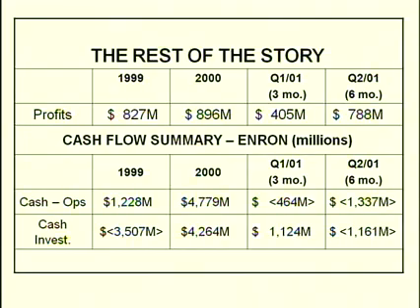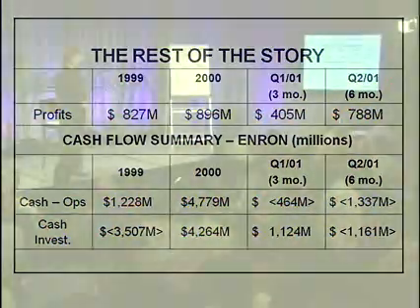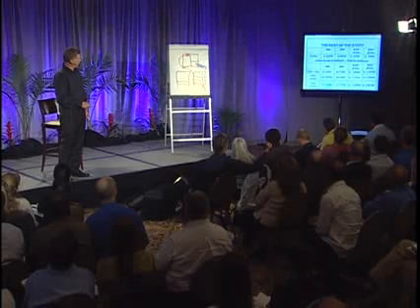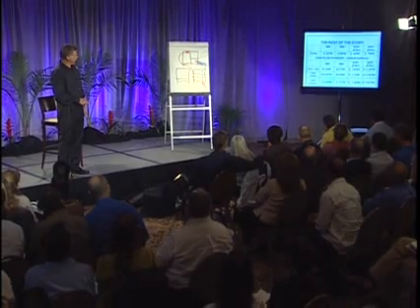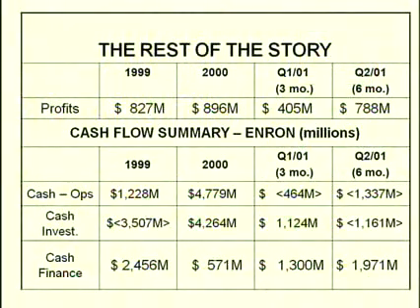You take a look at financing cash. Why is this business still alive? Financing cash. Look right here at financing cash. Holy mackerel. In '99, they raised $2.4 billion. In 2000, they raised $570 million. In the first quarter, they raised from financing $1.3 billion.